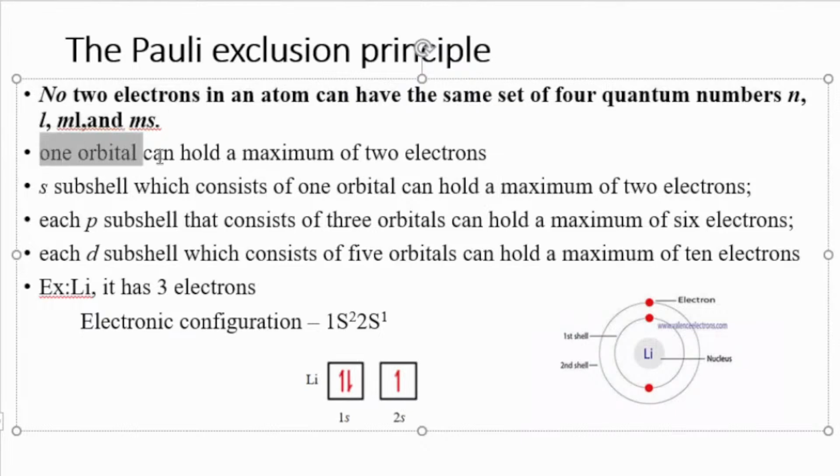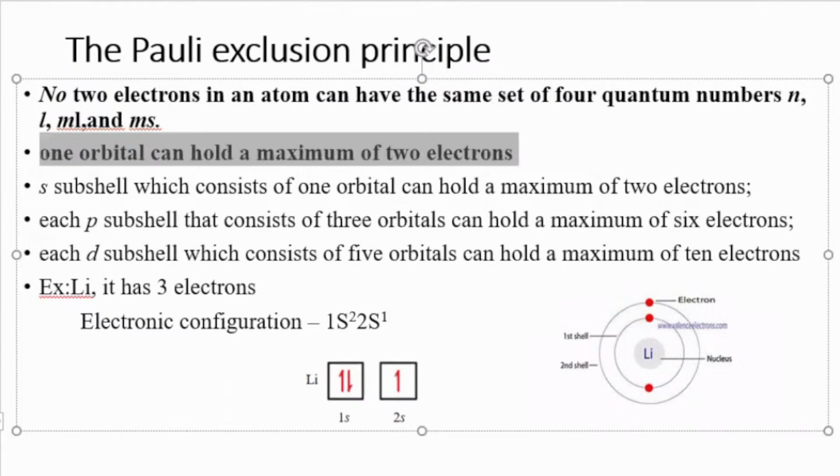And Pauli stated that one orbital can hold a maximum of two electrons. We already know that. And the other thing is, yeah, that is what Pauli stated, that one orbital can hold a maximum of two electrons.